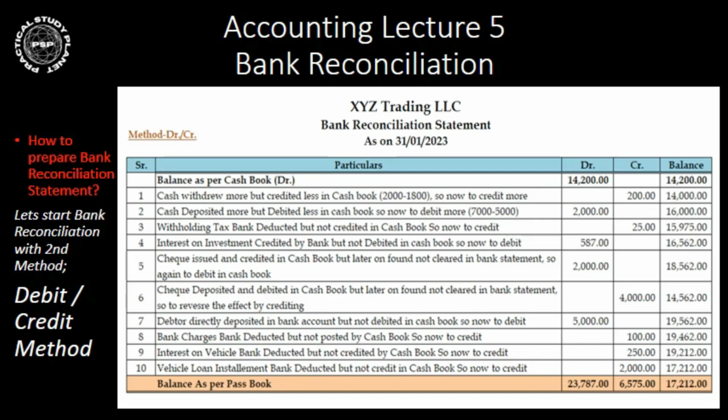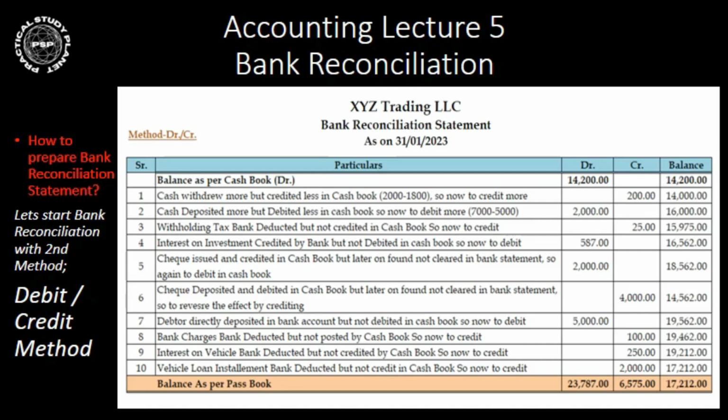Withholding tax bank deducted but not credited in the cash book, so now to credit 25. Interest on investment credited by bank but not debited in the cash book, so now to debit. And you must keep in mind that what bank is going to debit, the cash book will always credit. What bank is crediting, so the cash book always will debit that amount.